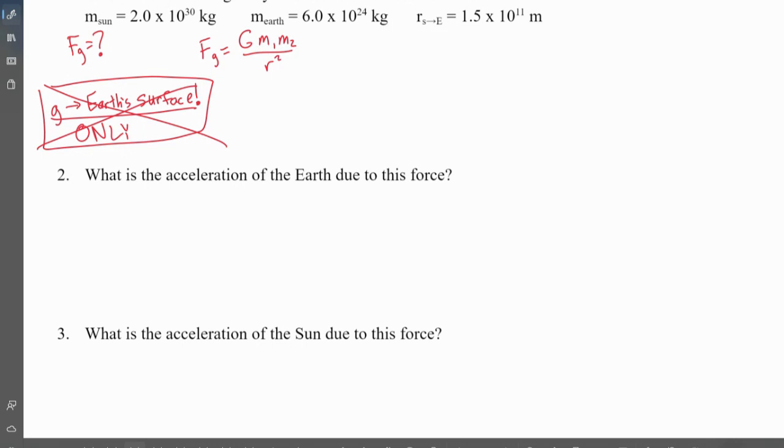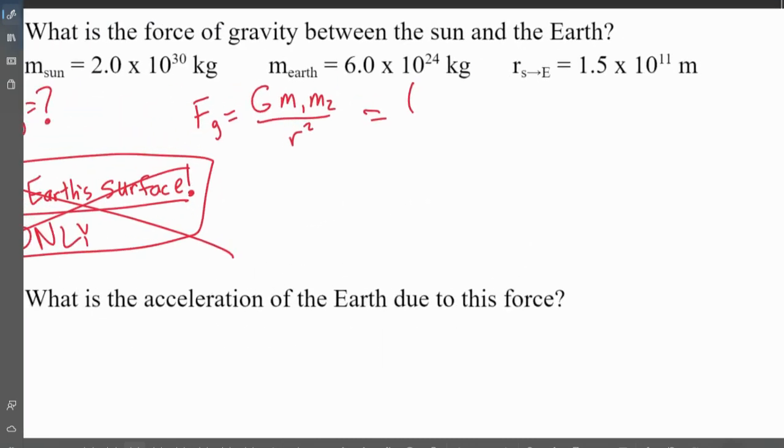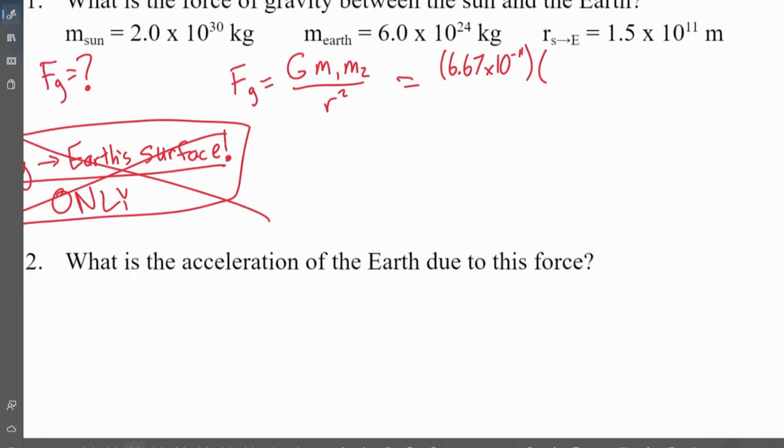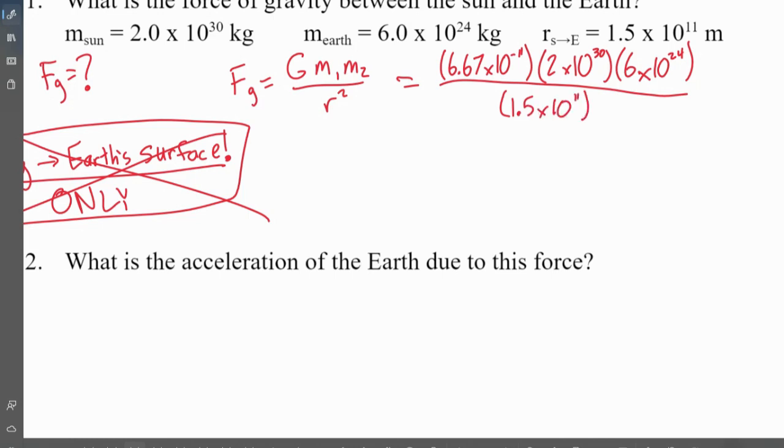Okay. So I tell you here, F sub g equals, well, G we know that is 6.67 times 10 to the negative 11. Mass 1, we can choose the mass of either of these to put first. Let's say the Sun. So 2 times 10 to the 30th. And then mass 2, well, we have just the Earth left. So 6 times 10 to the 24. Okay, there's G, m1, m2. And then divided by r squared. So r, 1.5 times 10 to the 11th meters. But it's over r squared, so that gets squared.